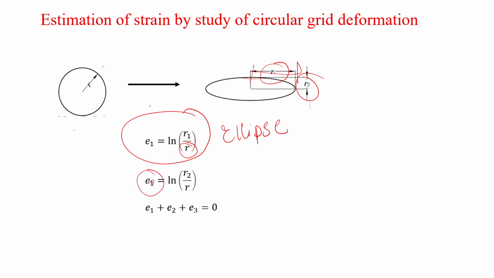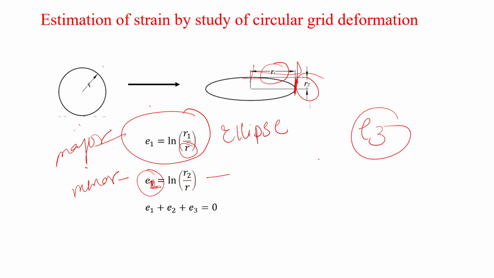E2 is for the minor one. This is for the major strain, and this is for the minor strain, E2 equals ln R2 by R. R2 means this direction. This is a 2D object; when we have a 3D object, we will have some E3 also. Then the sum of all strains is 0, because the volume remains unchanged.